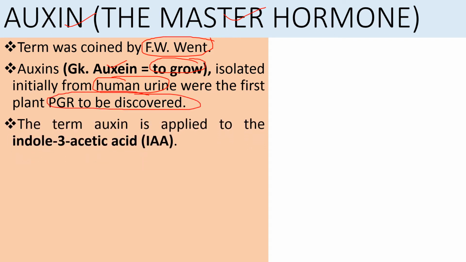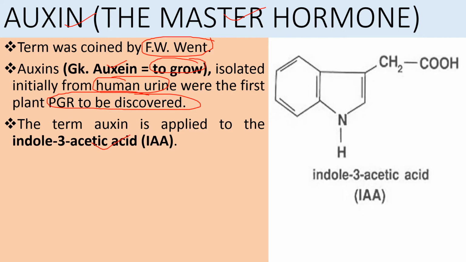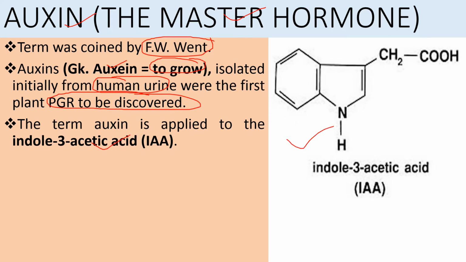And the term auxin applies to a heterocyclic compound, that is indole 3 acetic acid. So this is the picture of indole 3 acetic acid. This is the indole ring containing this acetic acid group.